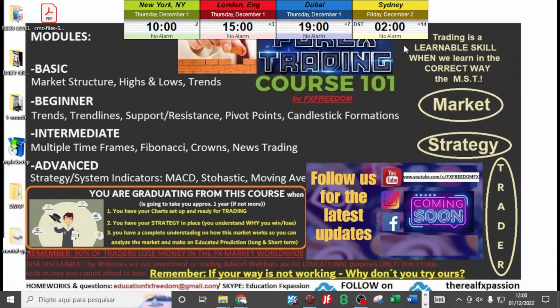Remember, trading is a learnable skill when we learn the three pillars in the correct way. Pillar number 1 is the market, pillar number 2 is the strategy, and the big one, pillar number 3, is the trader. We talk about the trader more in the advanced course, the institutional trader course, everybody.